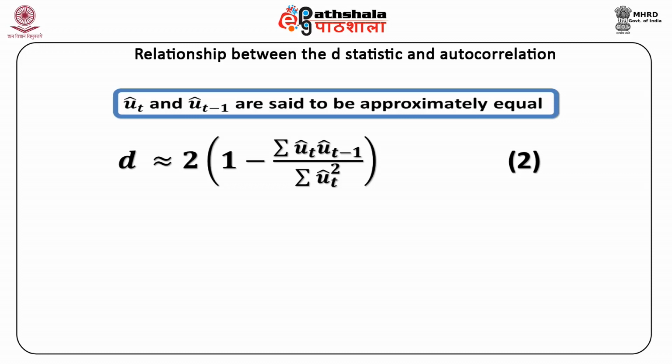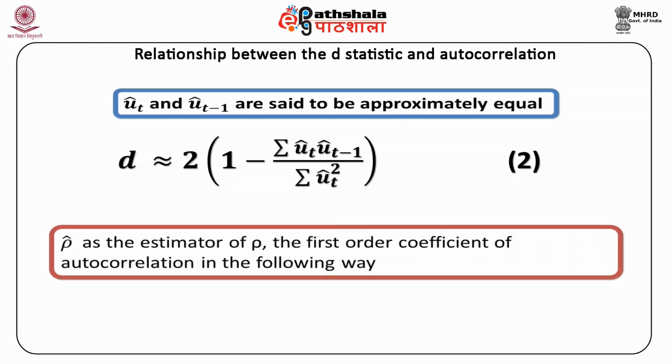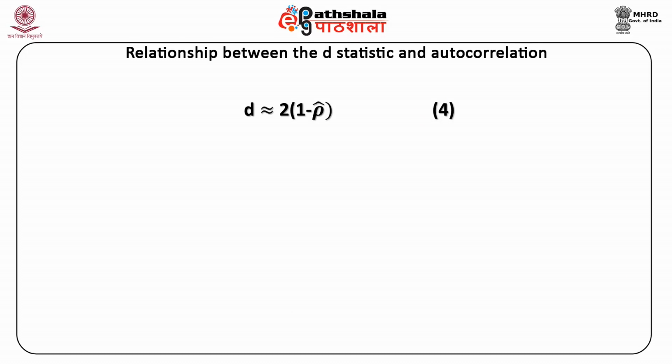If we define rho hat as the estimator of rho, the first order coefficient of autocorrelation can be defined in the following way, where rho hat is equal to sigma mu t hat into mu t minus 1 hat upon sigma mu t hat square, equation 3. D is approximately therefore equal to 2 into 1 minus rho hat. This is our equation 4.